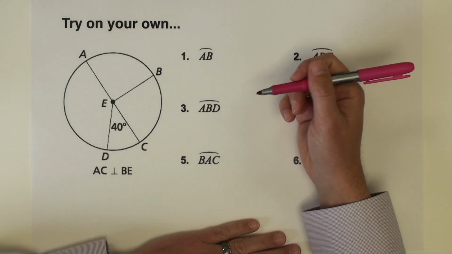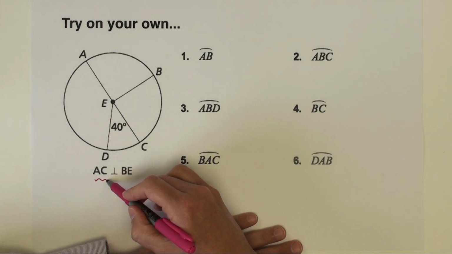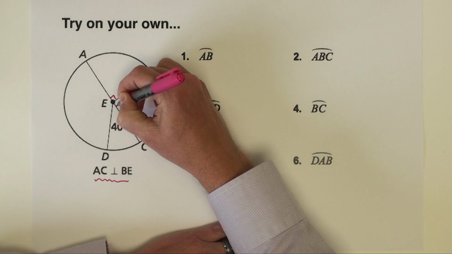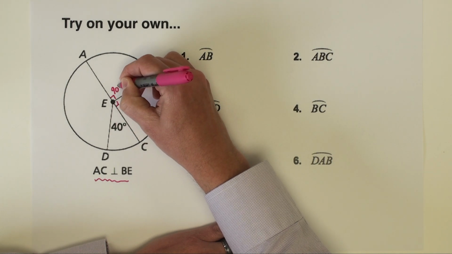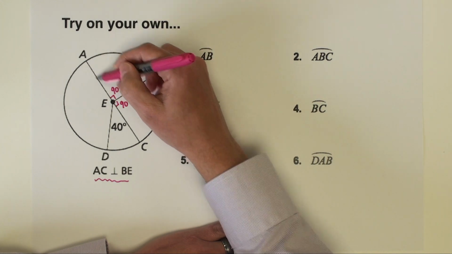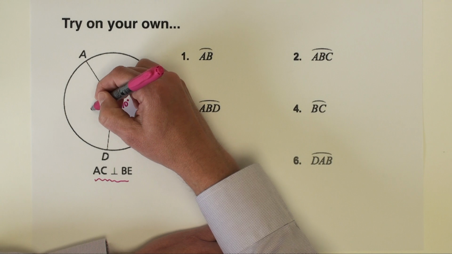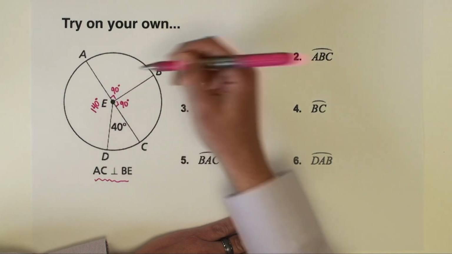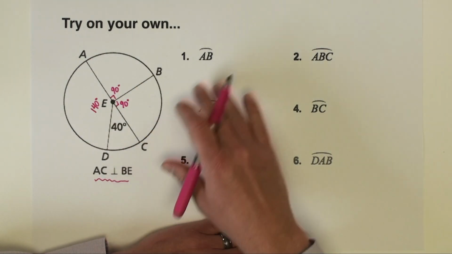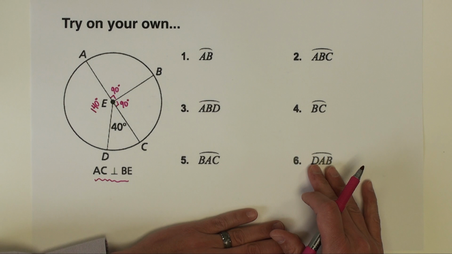All right, so I'm going to start by finding all the central angles first. Note this information right here, AC is perpendicular to BE. Right here, that makes each of these two central angles 90 degrees. Angle AED has to be 180 minus 40, makes this angle 140 degrees. All right, so with all the angles found, we can now start to find the measure of all these minor and major arcs.